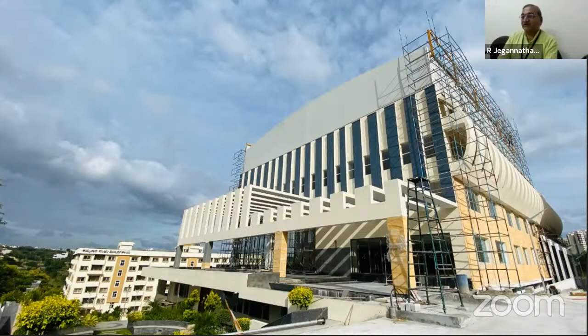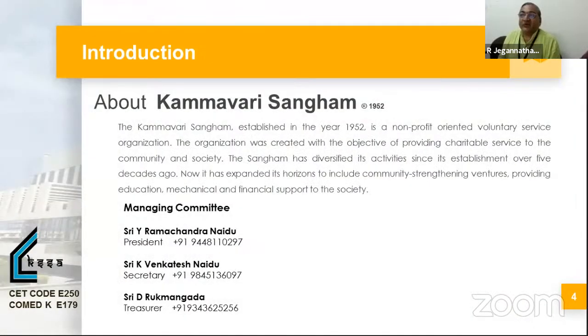So we will be moving into this new campus in another few days. And very quickly, I'd like to introduce our trust. It's called the Kamavari Sangham. It was established in the year 1952 as a non-profit oriented voluntary service organization, created with an objective to provide charitable services for the community and the society.